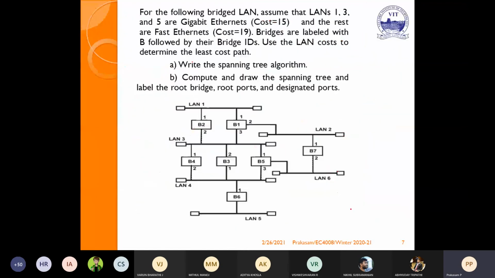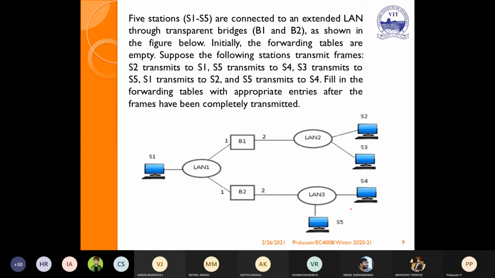The next type is the same thing with gigabit Ethernet and fast Ethernet. Already I have uploaded this into the beta. Kindly solve it. The same type. And this problem is on the forwarding table of a transparent bridge; we saw this problem two classes back. You can solve the problem. So, one more type of spanning tree.